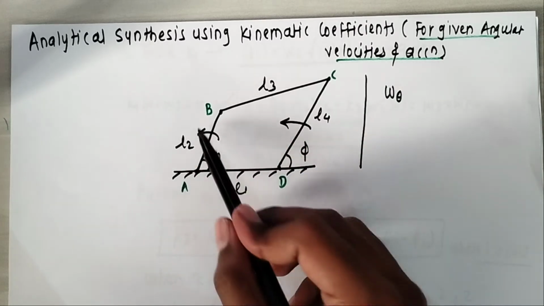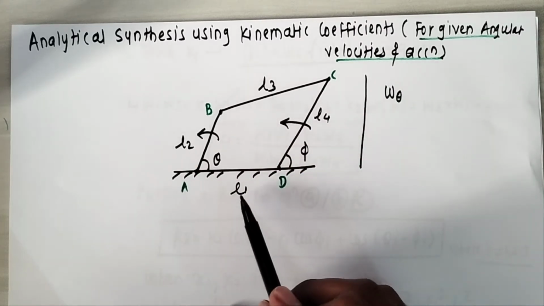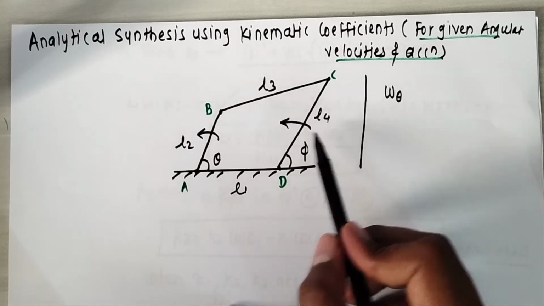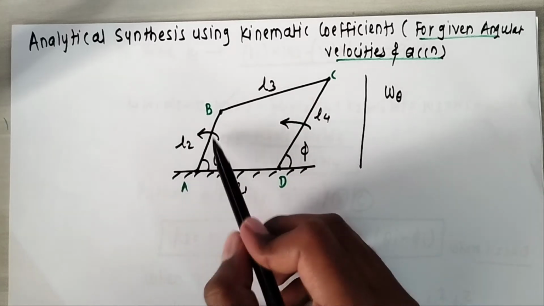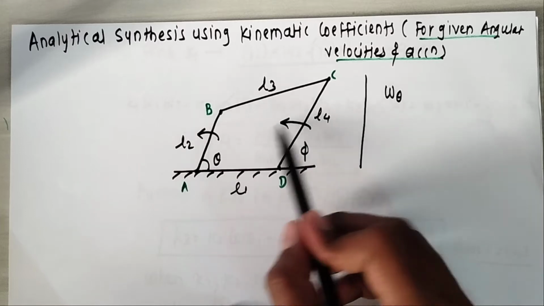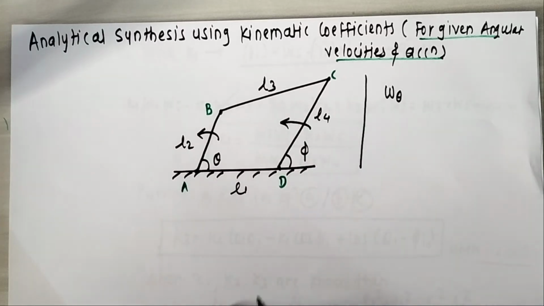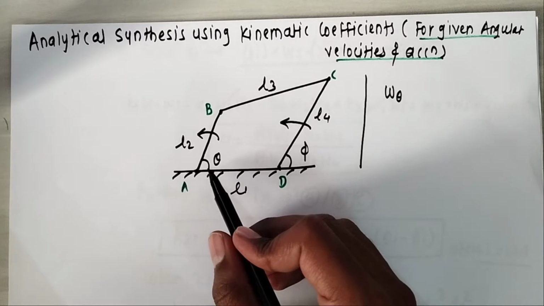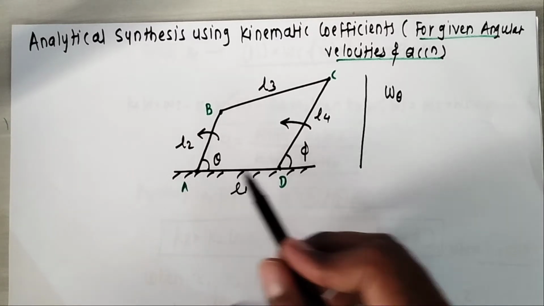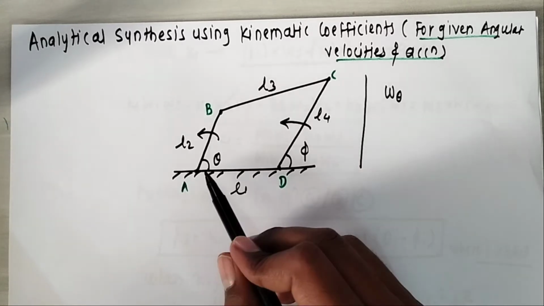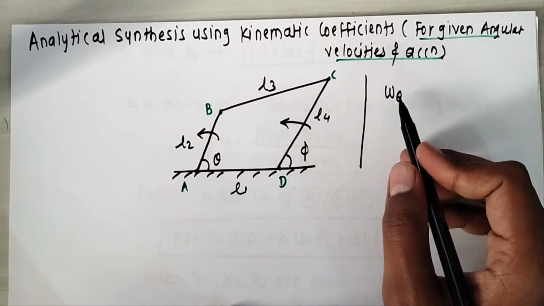We consider the 4-bar mechanism ABCD having link lengths L1, L2, L3, L4. L2 is a crank which rotates in this direction, and hence L4, which is the output link, also rotates in the same direction as L2. Let's consider in this 4-bar linkage, the crank angle is theta, and the angular velocity and angular acceleration of the crank are given by omega theta and alpha theta.